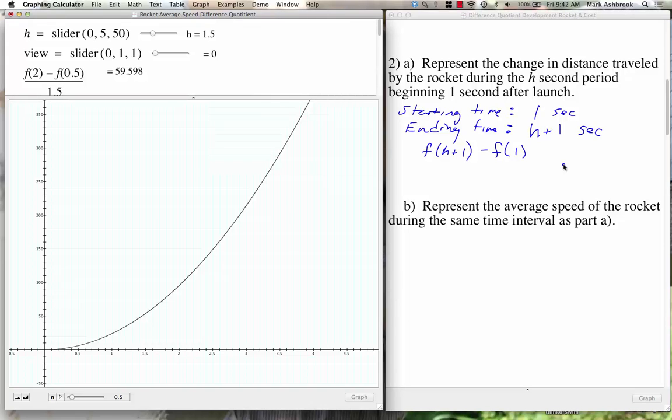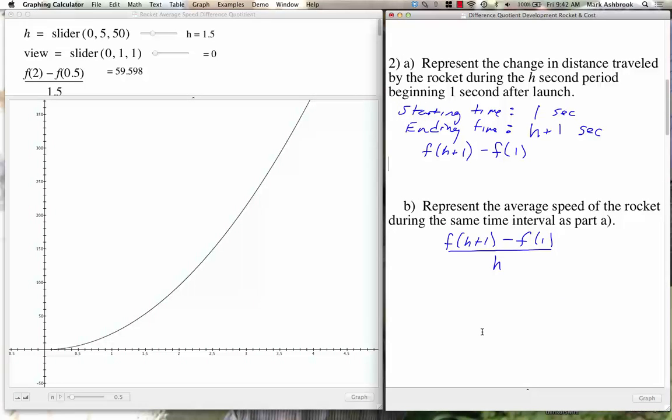All right, now we want the average speed for that change in distance. f of h plus 1 minus f of 1 over h. So we take that change in distance, and we need to divide by the change in time. What's the change in time? h. You could do h plus 1 minus 1, but that's just h. And if we go back to the original problem, we know that's the length of the time, h seconds. So h plus 1 minus 1 for the denominator is perfectly fine, but do the math, you get h, and that makes sense. It's an h second period.